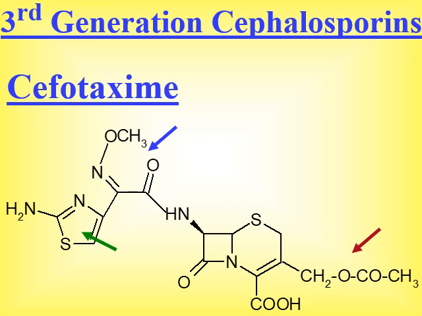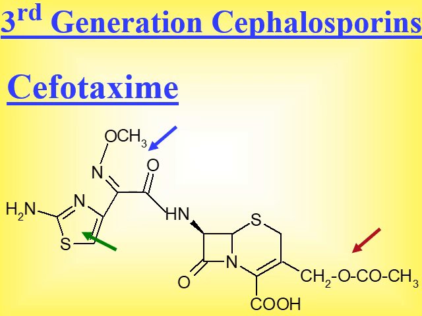So in every generation a specific group must be attached, but the old group must remain present, and then we add another new one. Here, all the compounds must have what we found before in the second generation, which is methyl oxyimino. The new group in the third generation is the 2-amino-thiazole ring. So the first example for the third generation is cefotaxime.